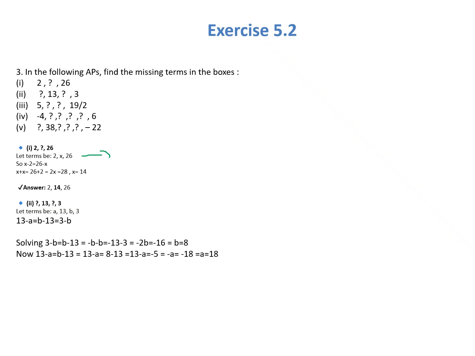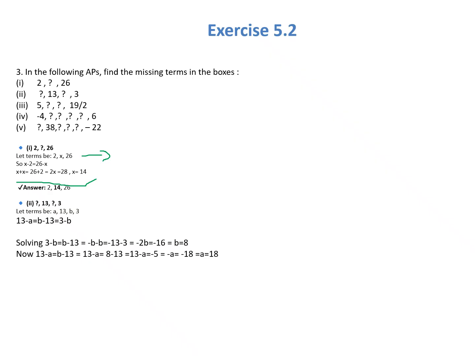And if this is an AP, then we have the common difference. So we know that x minus 2, which is the second term minus first term, is equal to 26 minus x, which is the third term minus second term. When we solve it, we get the value of x is equal to 14. Then we can verify it: 2, 14, 26, the common difference between 14 and 2 is 12, and the common difference between 26 and 14 is 12. So this is correct.